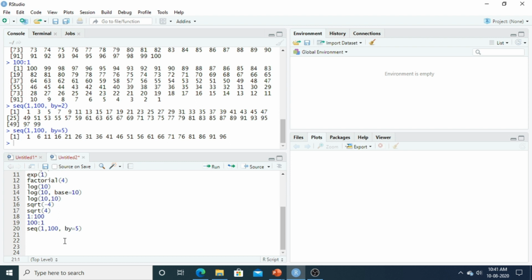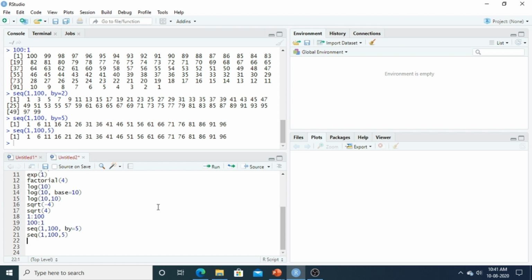Sometimes this same thing can be done without seq. You can write 1,100, just write 5. It will understand, it will give you the same without by equal to 5. If you don't mention that, it will understand you intend to obtain the sequence with interval 5. Okay, so in this way you can generate a sequence using your R software.